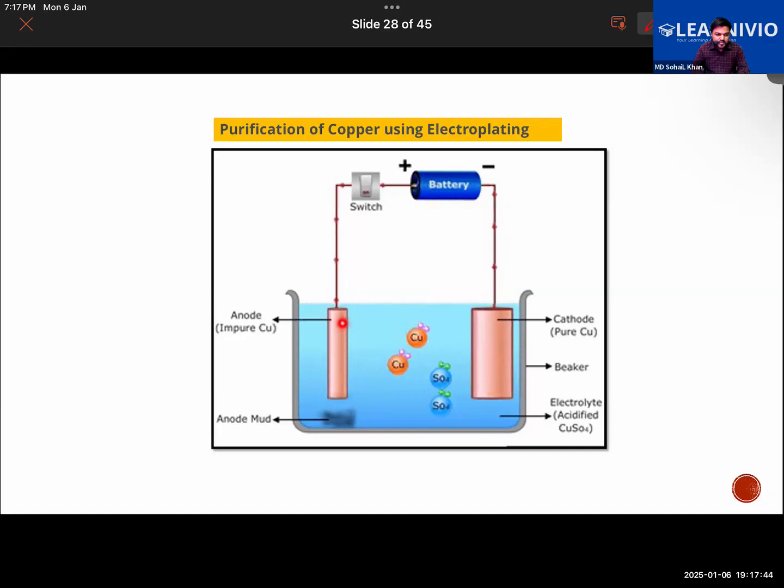This is the impure copper rod, and the impurities from the copper rod are dissolving into the electrolyte and settling down at the bottom of the anode, and this is called anode mud. Also, the copper from this anode breaks up and gets deposited at the cathode. You notice how due to the deposition of copper over the cathode, it is becoming thicker. So this process involves purification of the copper by removing the impurities from it.